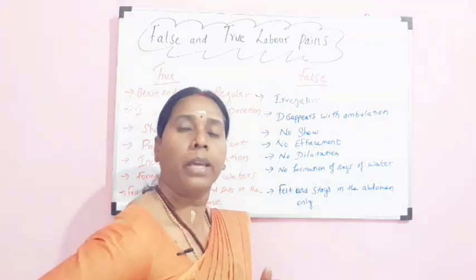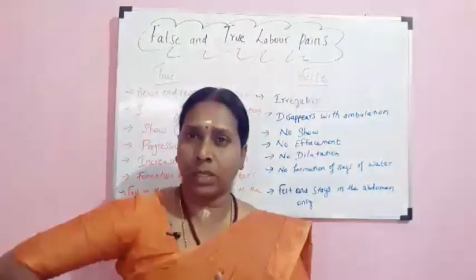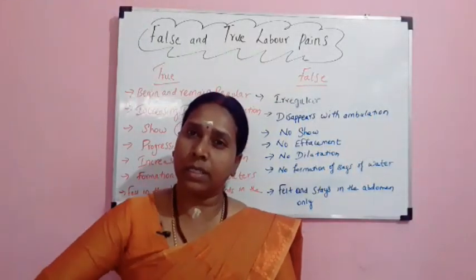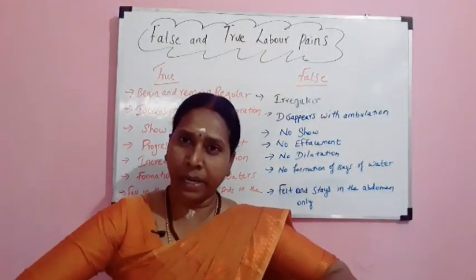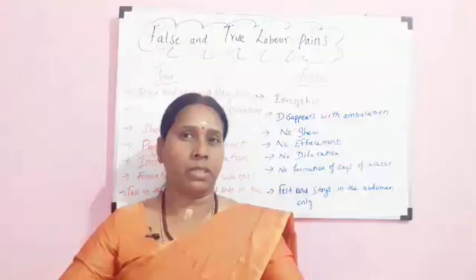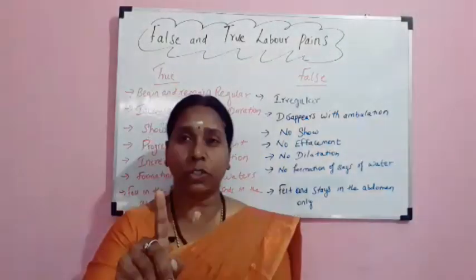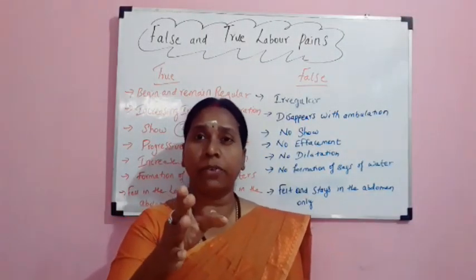So she started from the lower back, it comes through the sides, it crosses the fundal region, it spreads over the abdomen, comes down and vanishes. Okay, so this is the way labor pain happens. So how does it have to begin? It has to begin from the lower back.